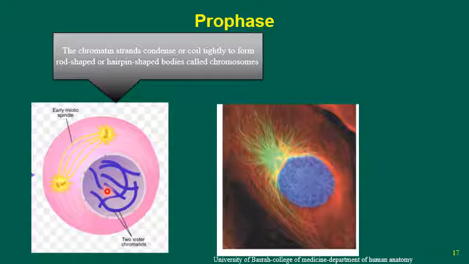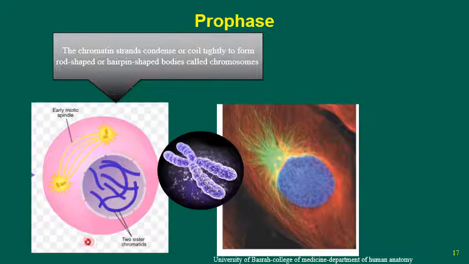As prophase proceeds, the chromosomes continue coiling and become shorter and thicker. In human cells, there are 46 chromosomes. Each structure, called a chromosome, consists of 2 chromatids. These chromatids are held to each other by a region called the centromere.